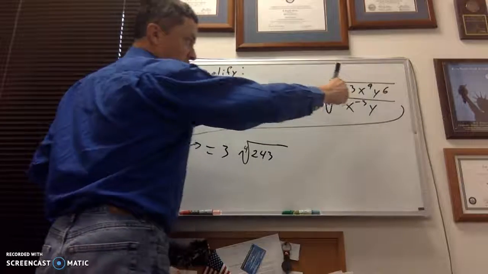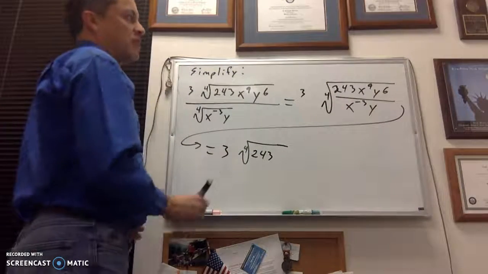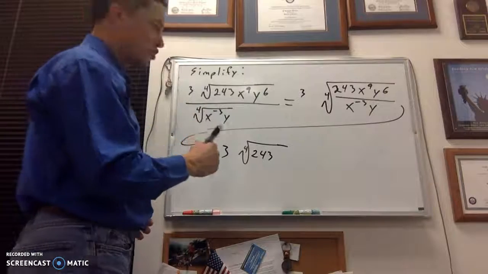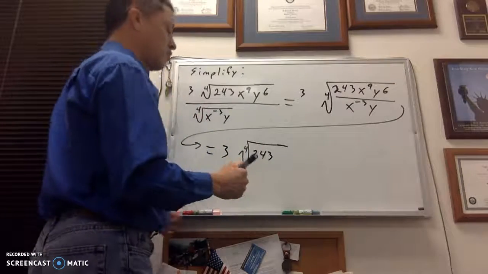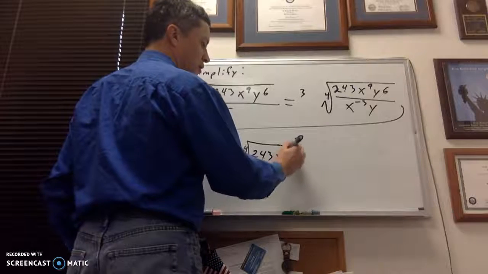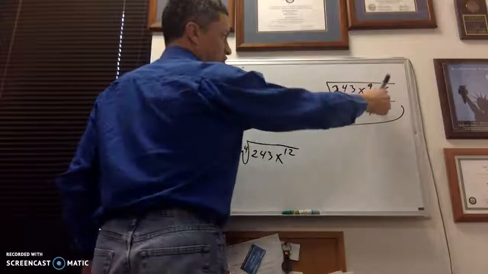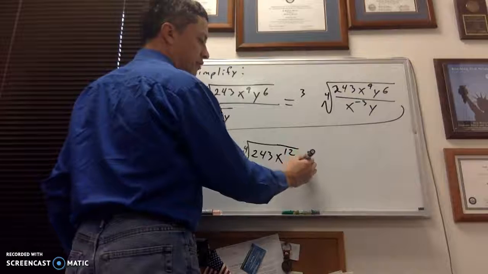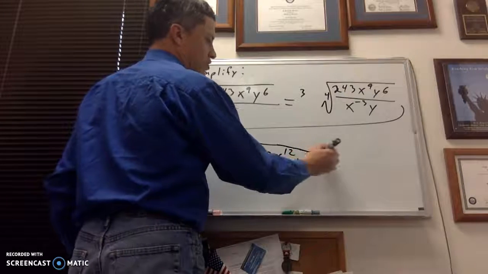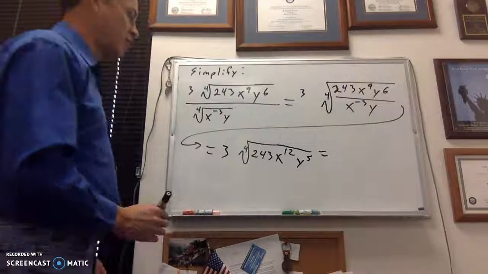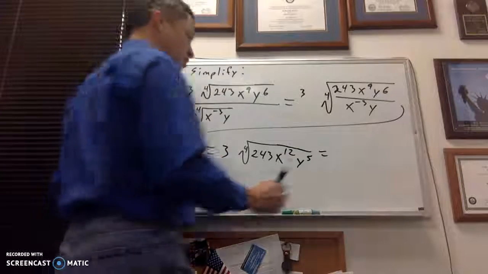Now with these x's, I've got like bases getting divided, so that's going to be 9 minus a minus 3, so it's really 9 plus 3, which is 12, so x to the 12th. And then y to the 6th over y, that's going to be y to the 5th. All right, so the fraction's gone. I don't have to worry about that anymore. Now let's rewrite this 3.